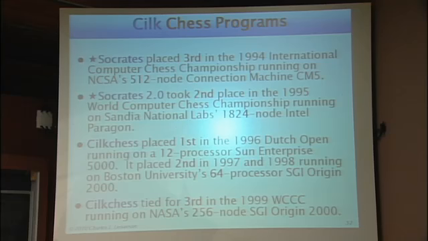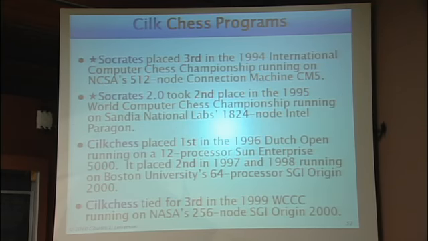lot of success. Probably our closest one was Socrates 2.0, which took second place in the World Computer Chess Championship, running on an 1824 node Intel Paragon, so a big supercomputer, running with the Silk Scheduler. We actually almost won that competition, and it's a sad story that maybe sometime around dinner I can tell you, but I'm not going to tell you why we didn't take first place. We've had a bunch of other successes over the years.